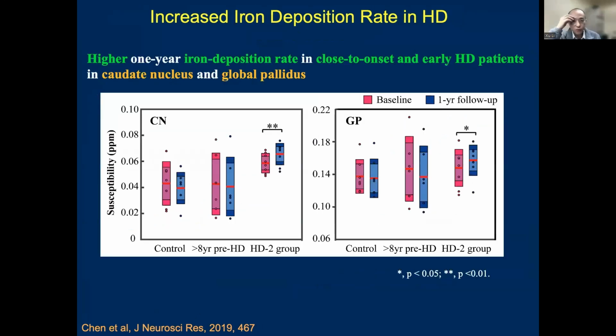And in a very recent small longitudinal study, we also found a significantly higher iron deposition rate in the caudate and also globus pallidus in the close-to-onset and early HD group as compared to controls. This indicates that as the disease progresses, the iron deposition may get worse and worse.